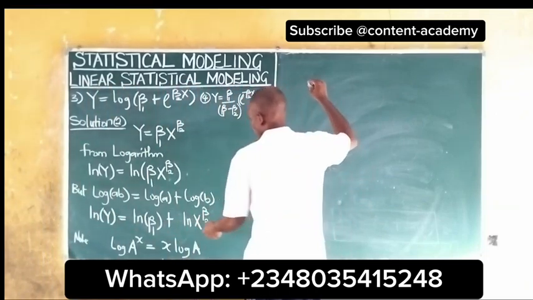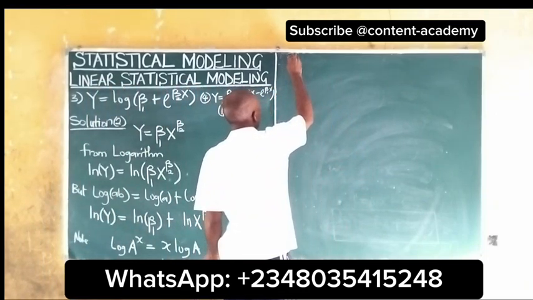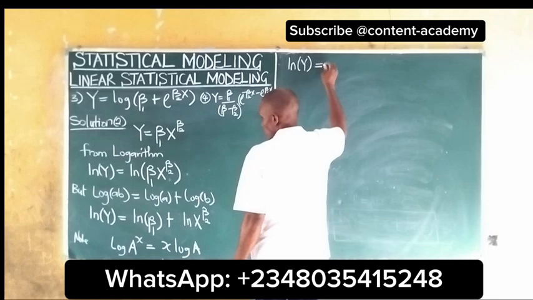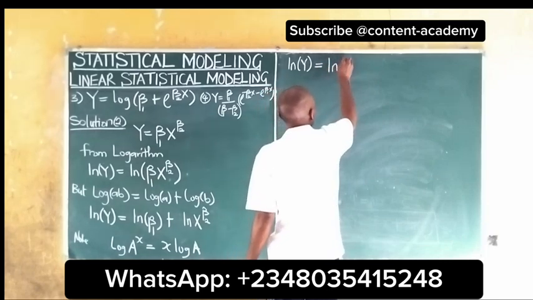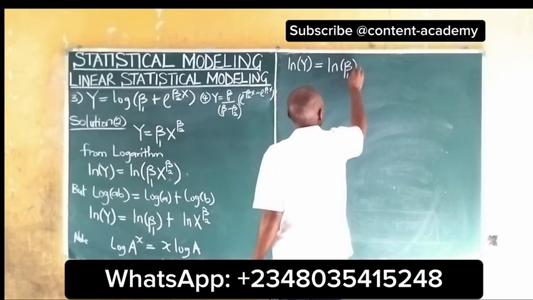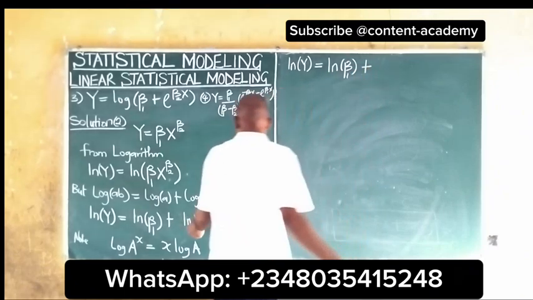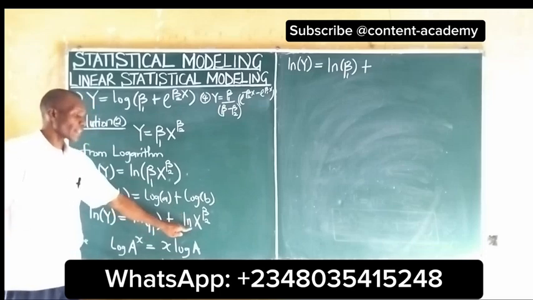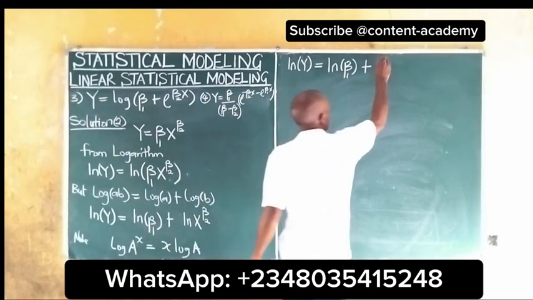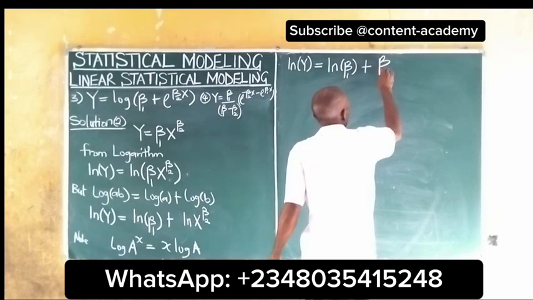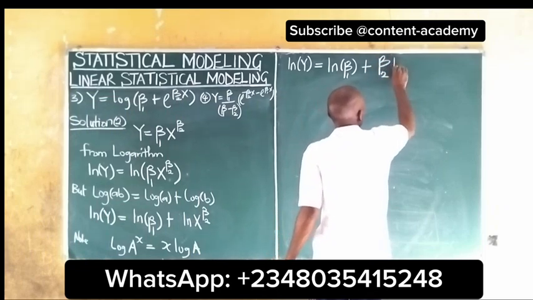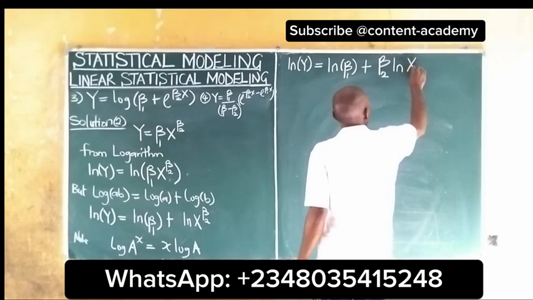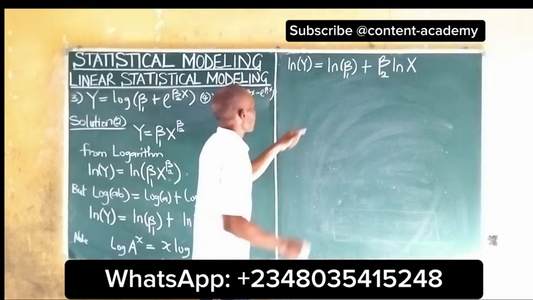So we have ln y for our number 2 equal to ln b1 plus, so what we have here, b2 will move over to this side to give us b2 ln x. Now we can compare with our linear formula.